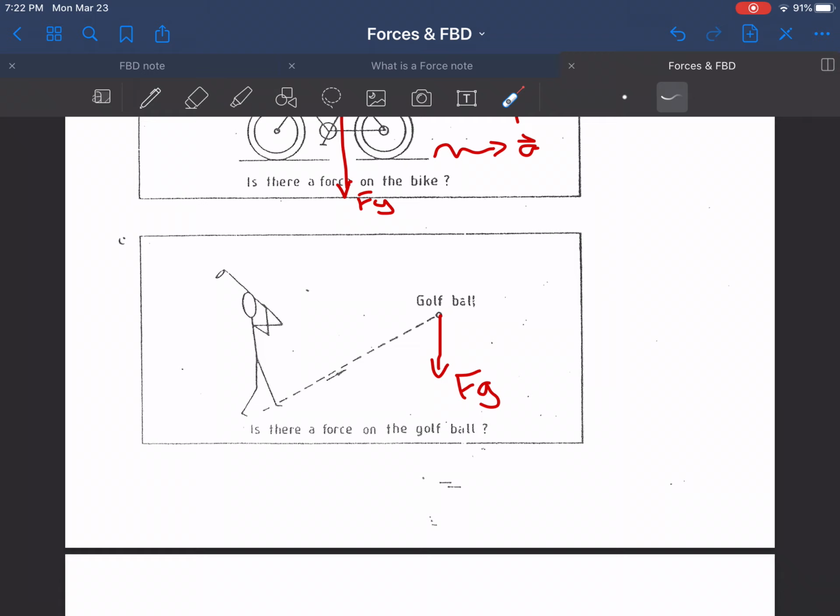A common mistake here is to say, well, there's the club acting on the ball, but the club acted on the ball down here, and then it stopped acting on it. So up here, the only force acting on the ball is simply the force due to gravity. We'll ignore air resistance for now. If you want to consider air resistance, you could probably say you would have air resistance somewhere like that, but I don't think we need to consider that at all.